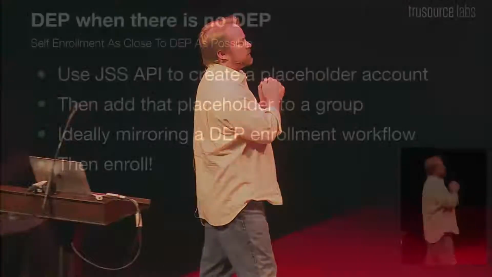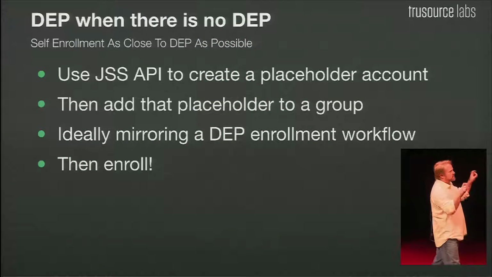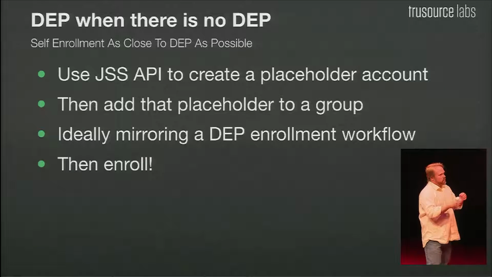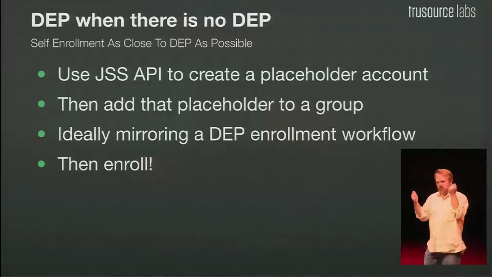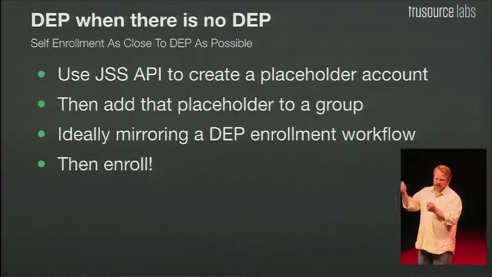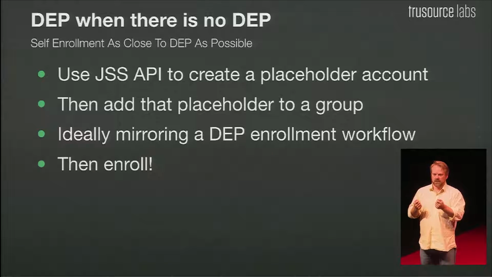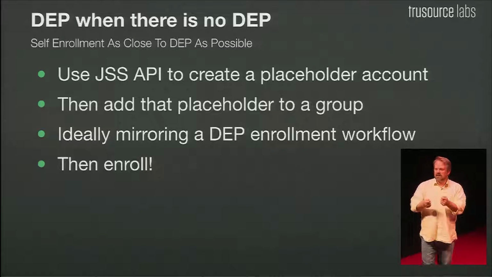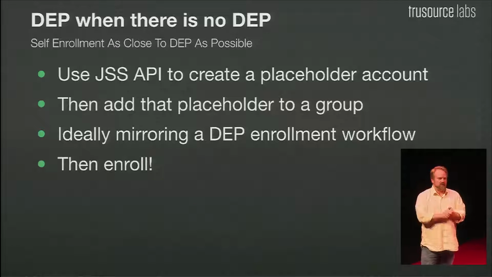With that as the premise, we'll show you some of the things that we've done. So we use the API to create a placeholder account. This allows us to have that very skeleton system in there that we can then add to groups. Once that's added to a group, we can actually merge that group with a smart group that's based on the pre-stage enrollment path that you already have set up. And now that machine that's not in DEP can actually flow through that DEP process.